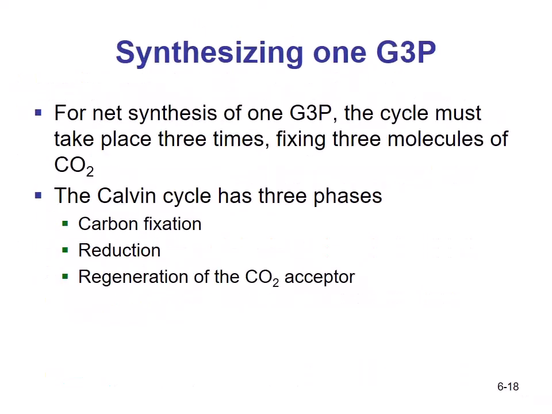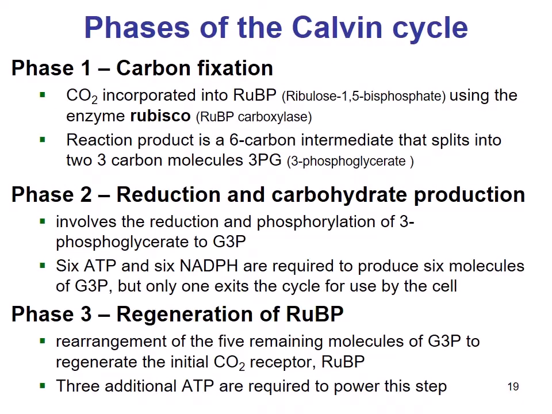To make one G3P, the cycle has to take place 3 times and fix 3 molecules of carbon dioxide. The Calvin cycle has 3 phases: carbon fixation, reduction, and the regeneration of our carbon dioxide acceptor. In the first phase, carbon dioxide is incorporated into RuBP, that carbon dioxide acceptor, using the enzyme Rubisco. The reaction product is a 6-carbon intermediate that splits into 2 3-carbon molecules, which are 3PG.